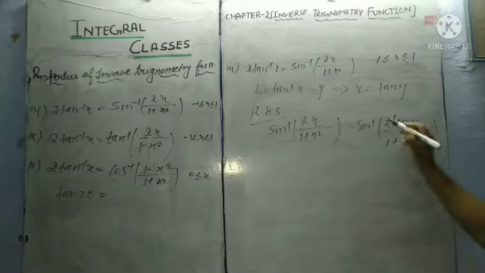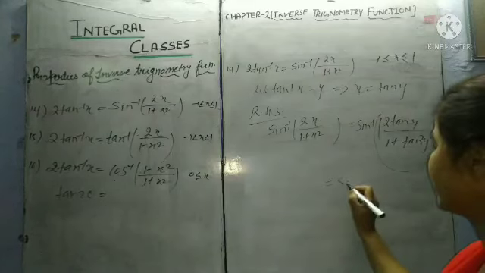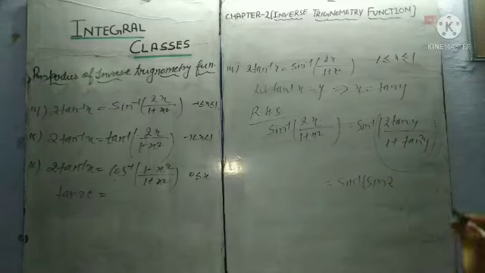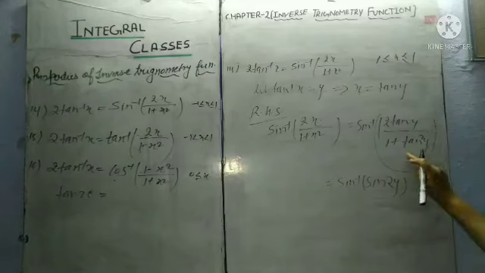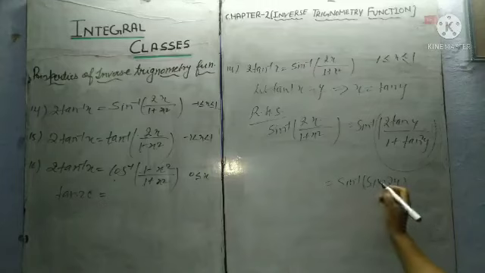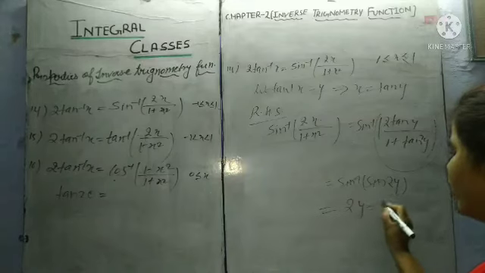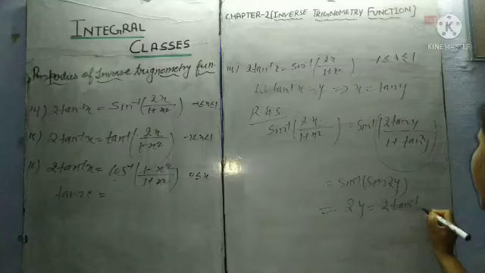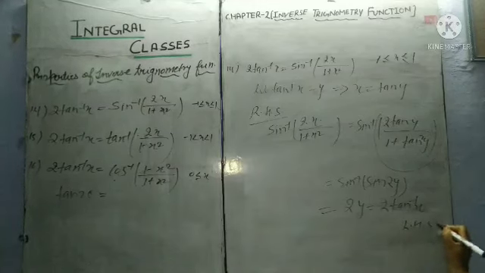So student, we know which formula we will apply here: sin 2y is equal to 2 tan y upon (1 plus tan square y). Now sin inverse and sin cancel each other, then we get 2y, and y is equal to tan inverse x. So we will get the left hand side.